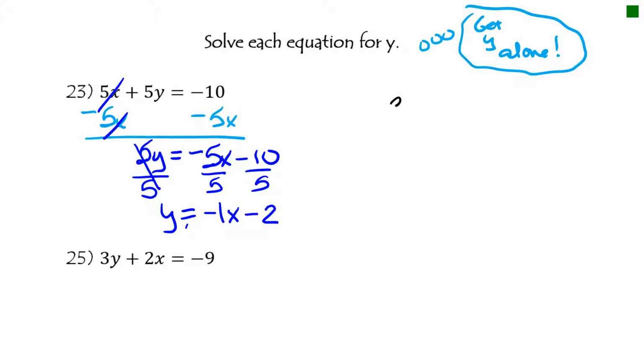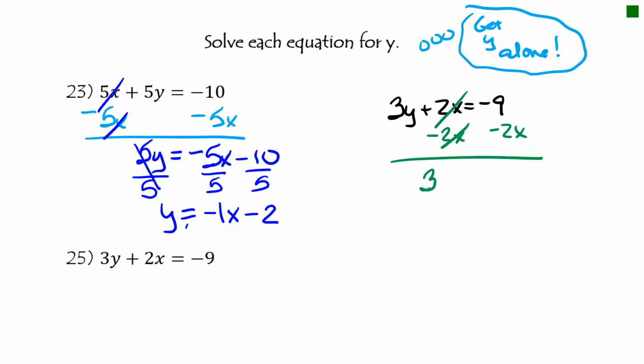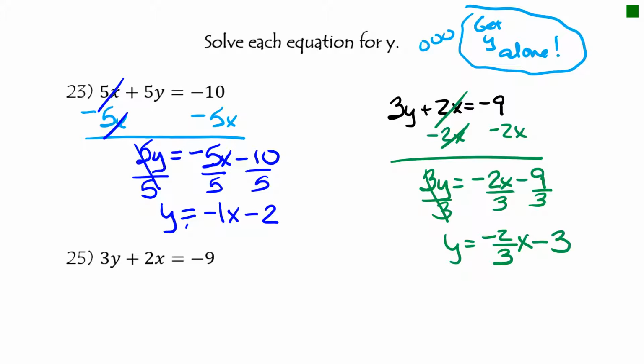I'm going to rewrite this one over here: 3y plus 2x equals negative 9, because I don't have enough room. To get y alone, I'm going to move the x. So I'm going to subtract 2x. What do I have left over? I have 3y. Sneak the negative 2x in front. The 9 is also negative. Divide everything by 3. Those cancel. You have negative 2 over 3 with your x, and negative 9 divided by 3 is negative 3.